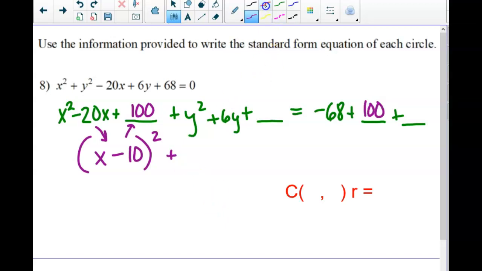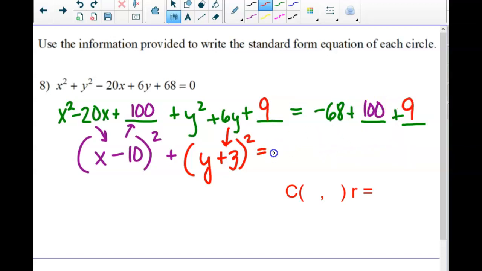So the next one, what are we doing with the Y? Good job. Half of that would be plus 3. Don't forget your squareds on those quantities, otherwise it's not a circle. And in the blank would go 3 squared, which would be 9.